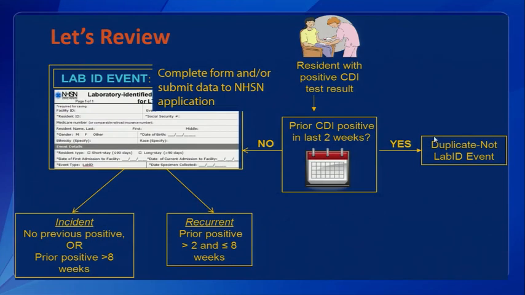A resident with a positive CDI test result. You want to ask yourself, was there a prior positive CDI test result in the past 2 weeks? If no, then you would enter this into NHSN. If yes, then it's considered a duplicate and you would not enter it. If you do enter the LabID event, because it's a non-duplicate, then the application will categorize the event as an incident or a recurrent.